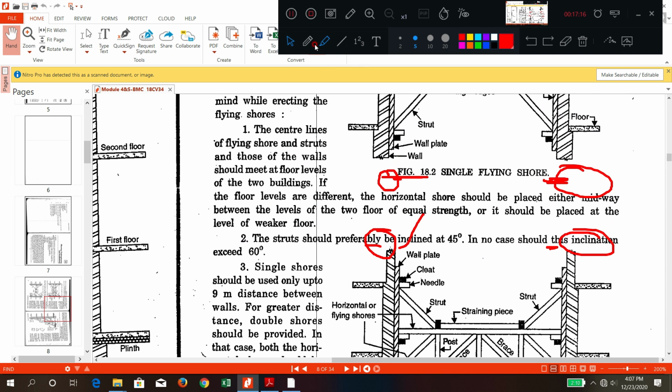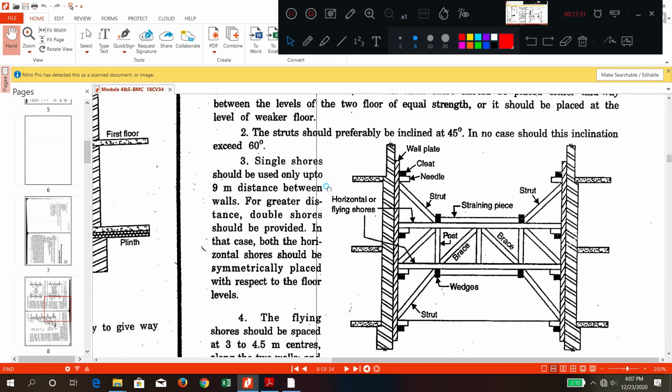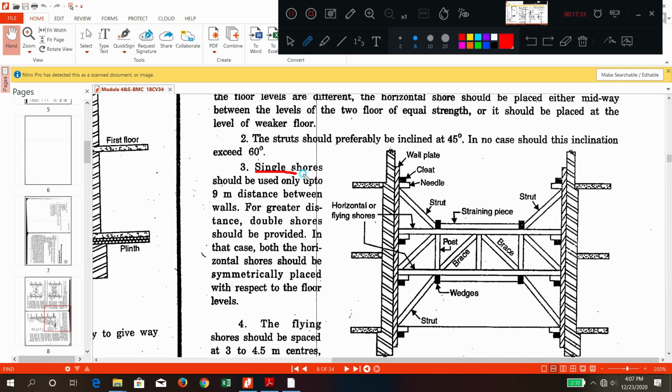The general angle of inclination of struts is kept at 45 degrees. Very important: struts should preferably be inclined at 45 degrees. In no case should it be more than 60 degrees. Within 60 degrees you can go. Here they have written single shores up to 9 meters. If the distance between the walls is more than 9 meters, then you go for double shores. Here, double shores are provided. One shore, two shores, makes a double shore.